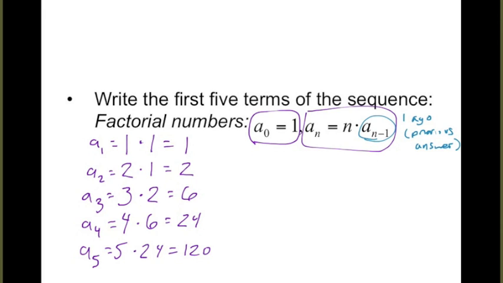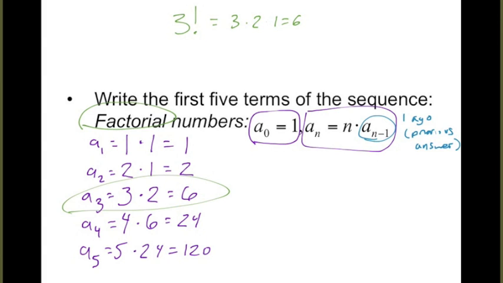This sequence of numbers actually has a special name. They are called factorial numbers. In math, we have a notation for factorial, which is an exclamation point, so we see, for example, 3 with an exclamation point. But we read it as 3 factorial. And what it means is multiply starting at that number and every number on down to 1. So 3 factorial means 3 times 2 times 1, which is 6. And that's what we got there for a sub 3.